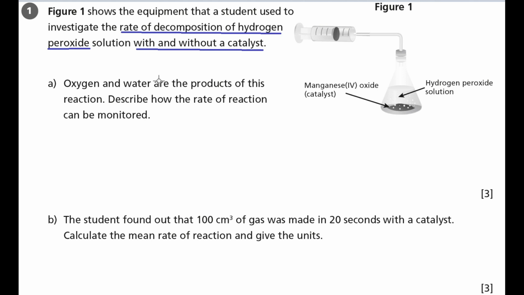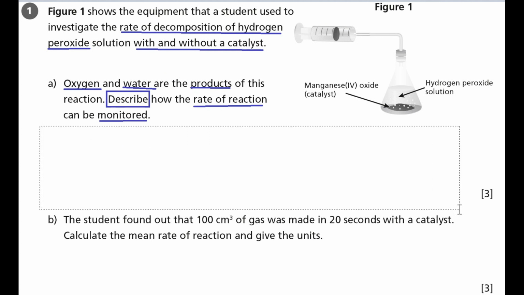So what's the command word? The command word is describe. That means state simply. We don't need to say why. And what other information have they given us? They've told us that oxygen and water are the products of this reaction. And we need to describe how the rate of reaction can be monitored. So, oxygen is a gas under room temperature and pressure. So that gas is what we could use to monitor this reaction.